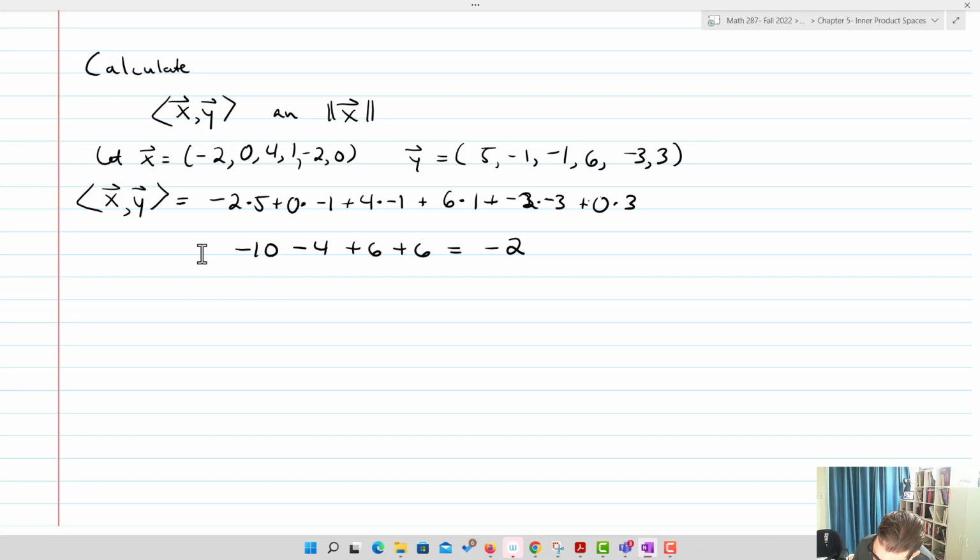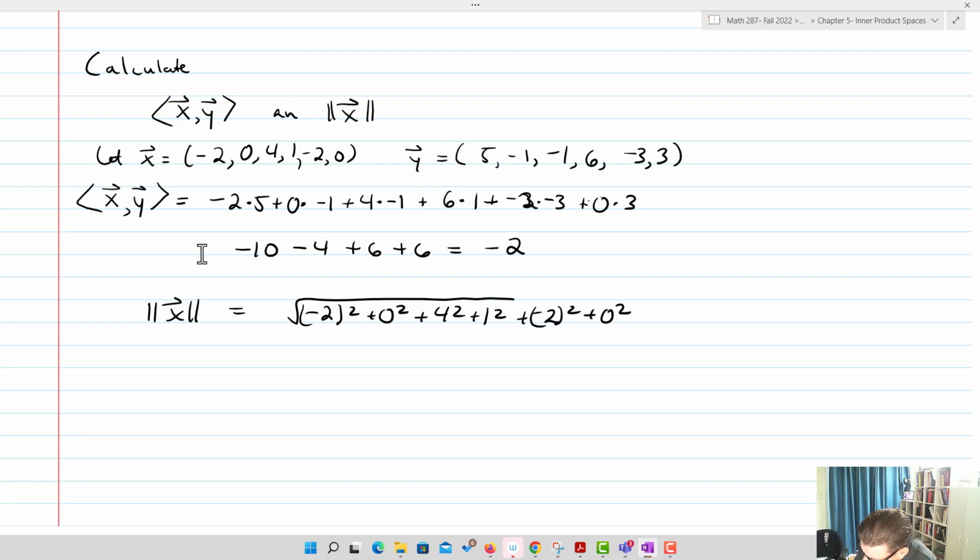We'll now find the norm. The norm of x is going to be the square root of negative 2 squared plus 0 squared plus 4 squared plus 1 squared plus negative 2 squared plus 0 squared. So that'll equal the square root of 4 plus 16 plus 1 plus 4, which is the square root of 25, and that equals 5. And that's our norm. One thing to notice about the norm is that we always have a positive norm.